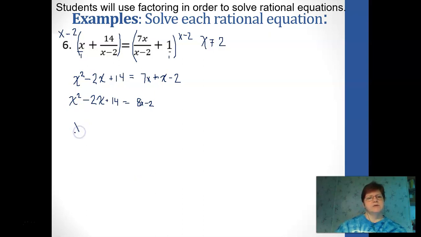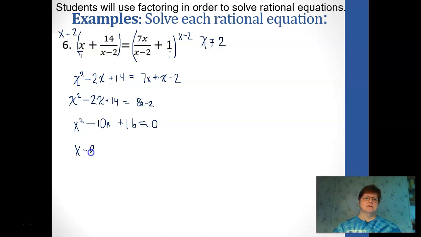So I now have x squared. Negative 2 minus 8 is negative 10. And 14 plus 2 is 16 equals 0. And I solve. Factors of 16 are 8 and 2. I want a negative 10, so that's going to be x minus 8 and x minus 2 equals 0.